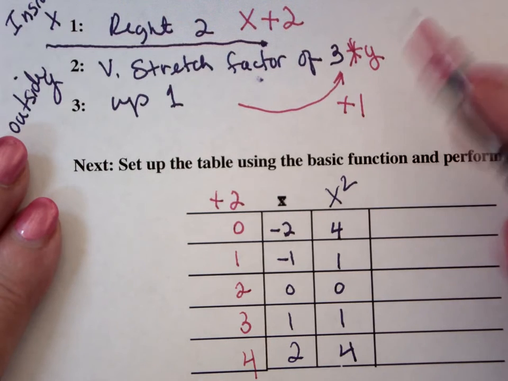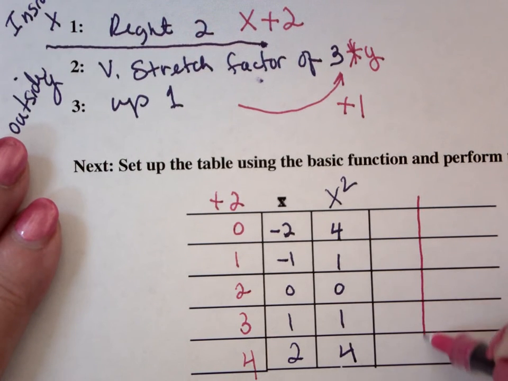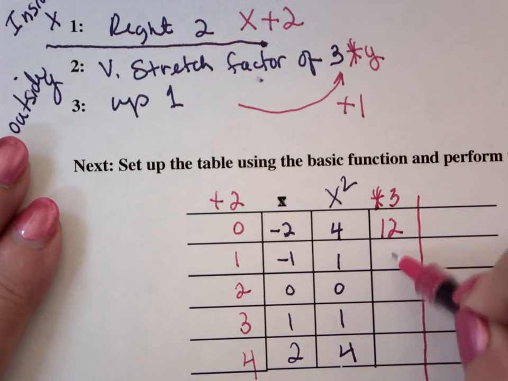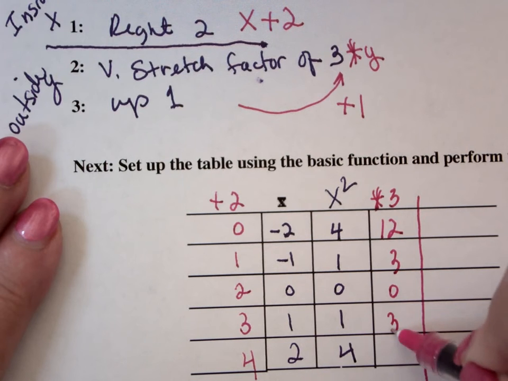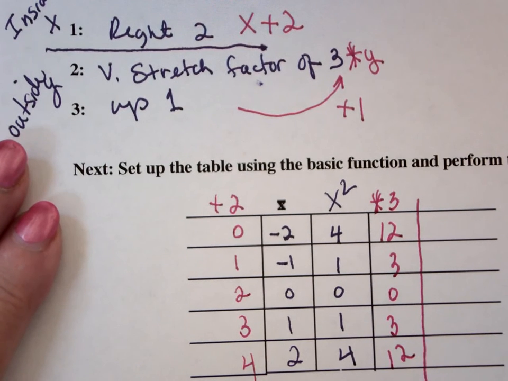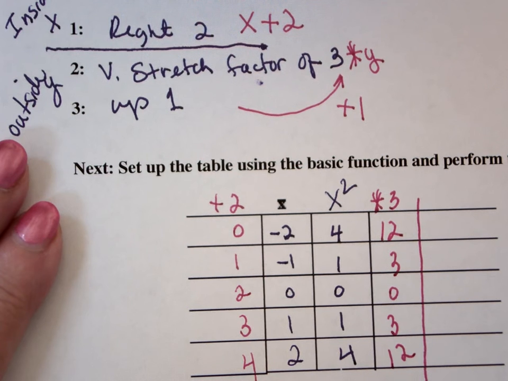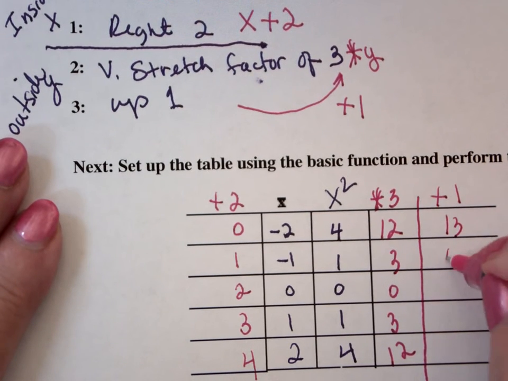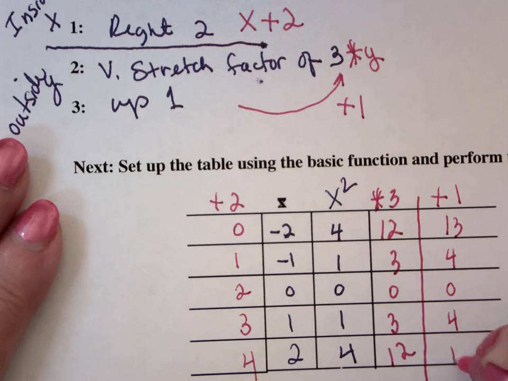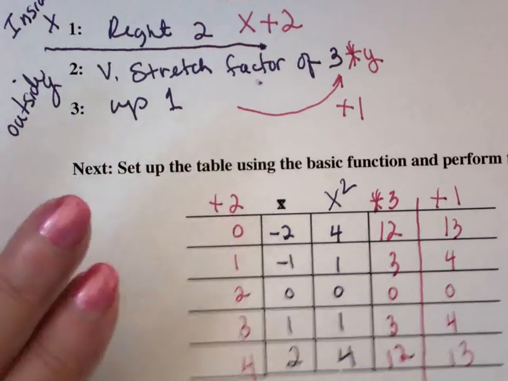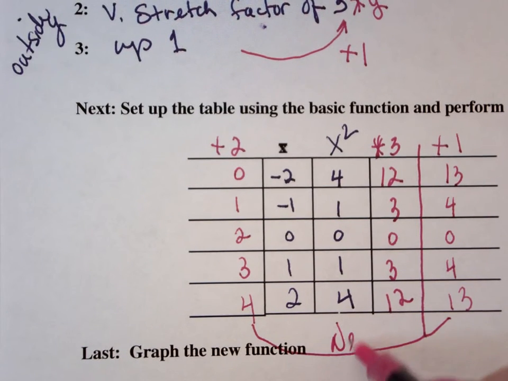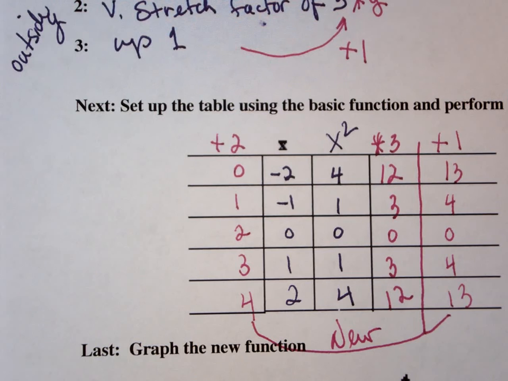And then vertical stretch factor of 3. So I'm going to be doing 2 of these things. So it's going to be a multiply by 3. 12, 3, 0, 3, 12. And then I'm going to go up 1. 13, 4, 0, 4, 13. And then my new graph is then on the outside. 1, 4, 1, 0.